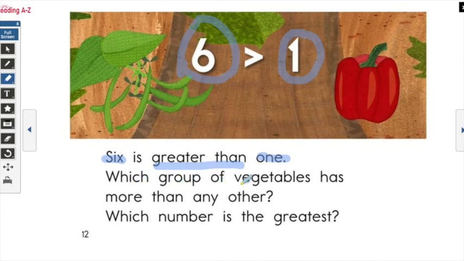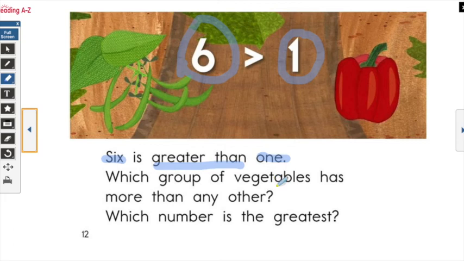Which group of vegetables has more than any other? Which number is the greatest? That's right. We had the most beans. We have more beans than any other vegetable. We had 1, 2, 3, 4, 5, 6 beans.